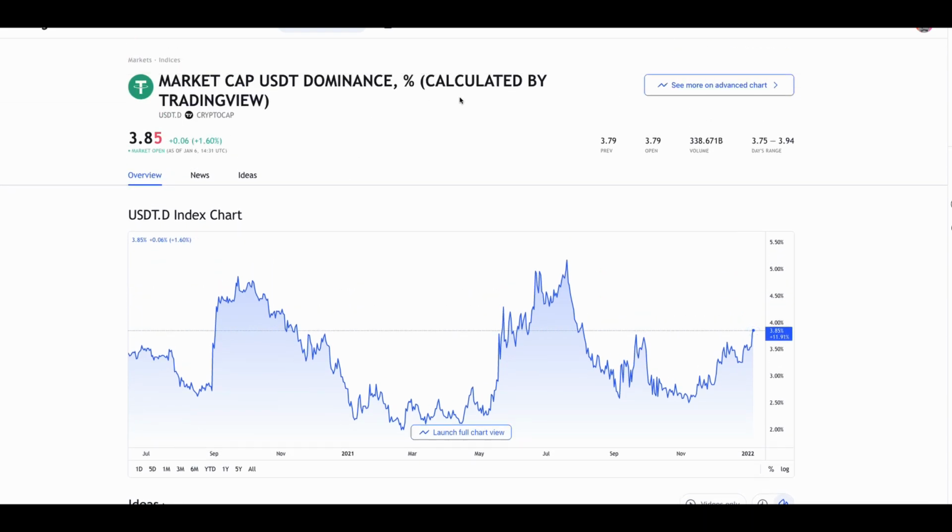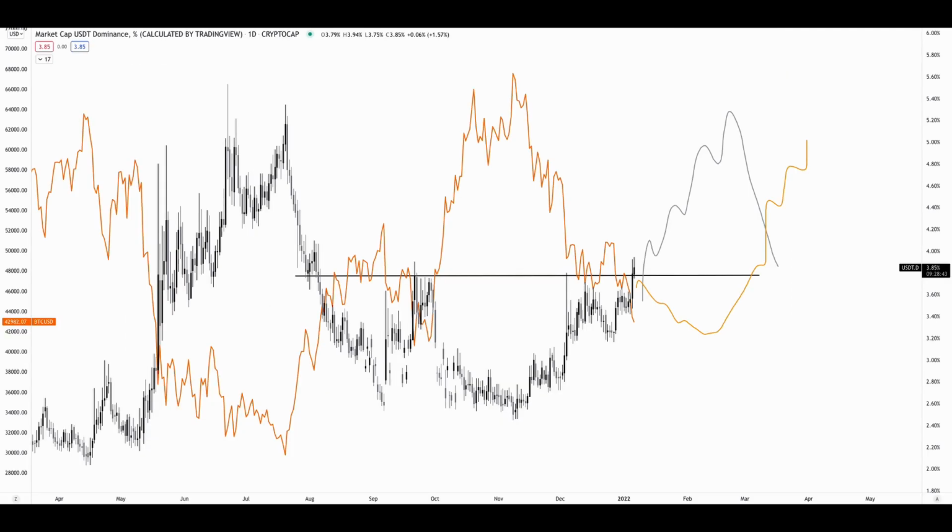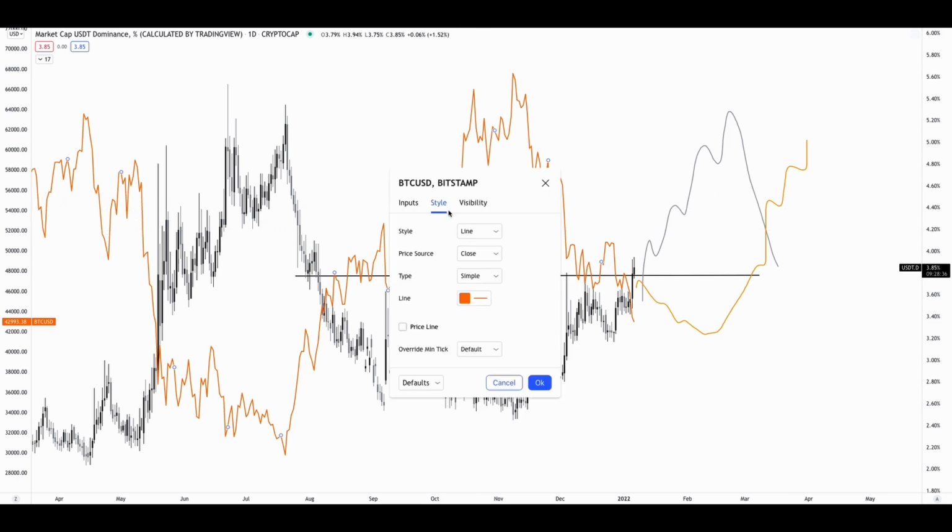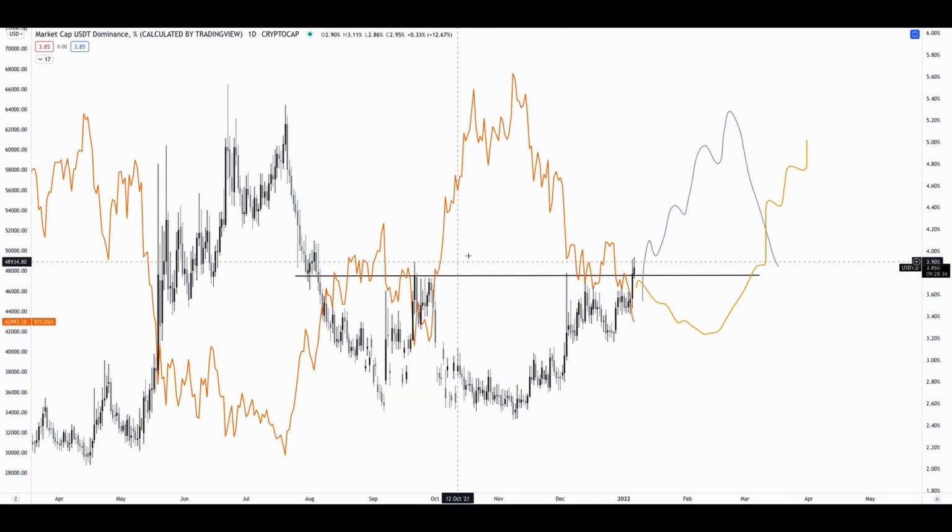Right? That's USDT.D for the ticker if you guys want to check that out on TradingView. And this is the daily chart for the Tether dominance. And what we have here in the orange line is Bitcoin's price, right? And as you guys can obviously see, the price of Bitcoin and Tether's dominance are inversely correlated.